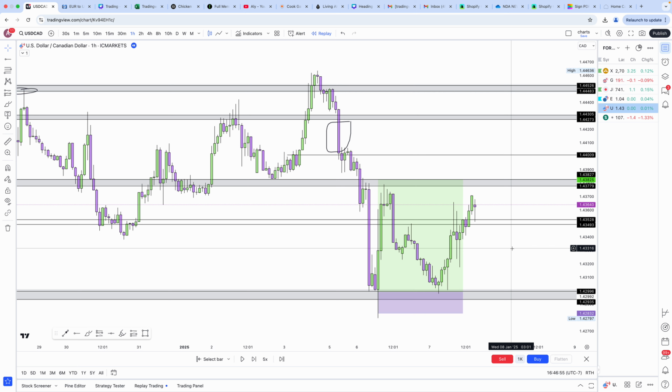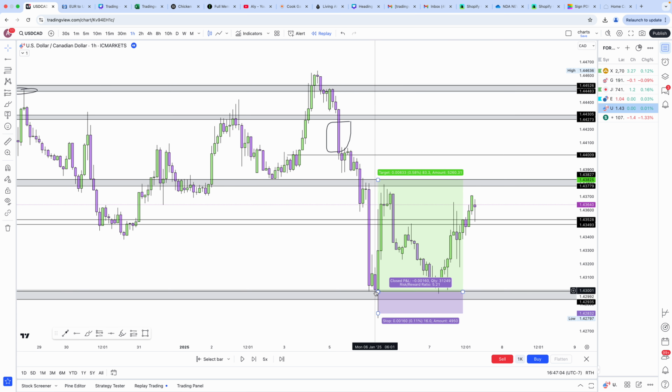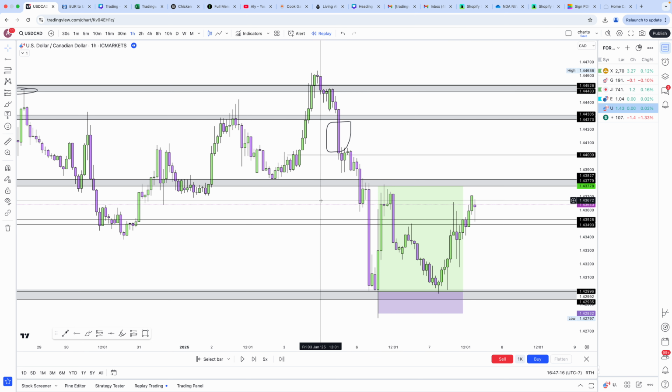So remember what I said about my group members. I said I let them enter on 2 or 3 reactions, or I tell them that they should enter on 2 or 3 reactions. So this is a second reaction. It came up. It couldn't break below or above the major price, and then it came down again to test the third time.